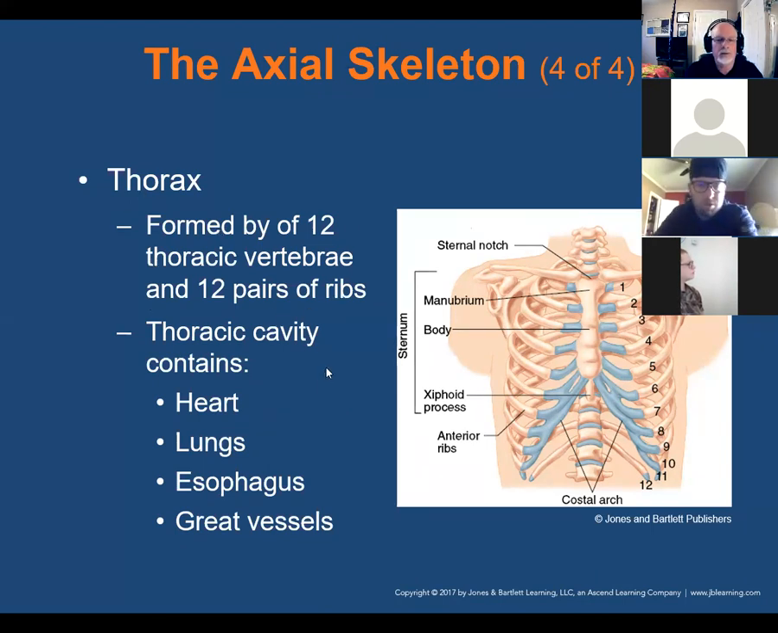All right. What is the purpose of the thoracic cavity, those ribs? Number one, they provide structure, but they also provide protection for the heart, lungs, esophagus, and great vessels. What are great vessels? We'll talk about them a lot more probably next week, I think. The great vessels are the aorta and the vena cava. Those are the great vessels.